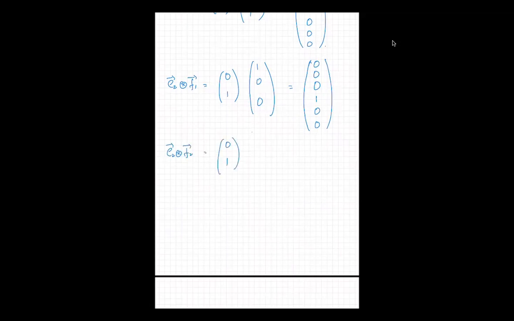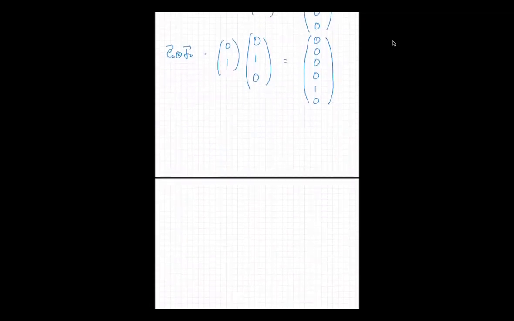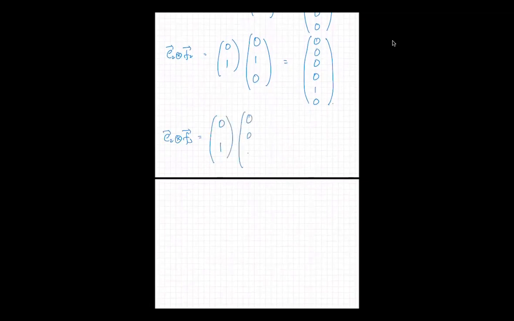0, 1, 0, 1, 0, 0, and then 0, 1, 0. And the last one, which is E2 direct product F3, would be computed as 0, 1, 0, 0, 1. And this would be equal to, again, take the first element, multiply all 3, you get 0, 0, 1. Take the second element, you multiply all 3, you get 0, 0, 0. Take the second element 1, multiply all 3, you get 0, 0, 1.